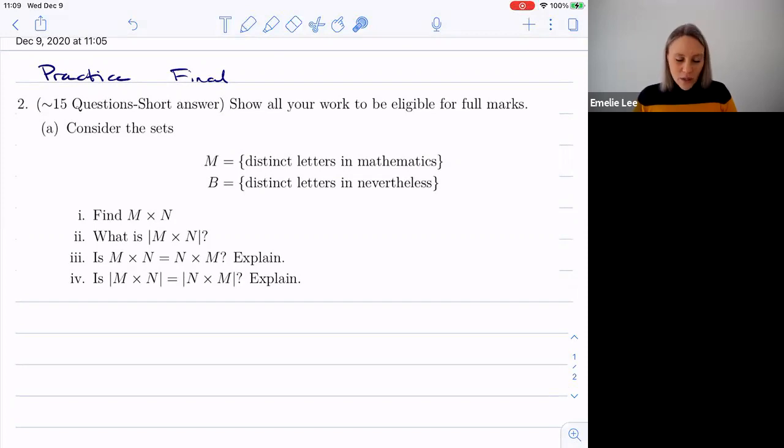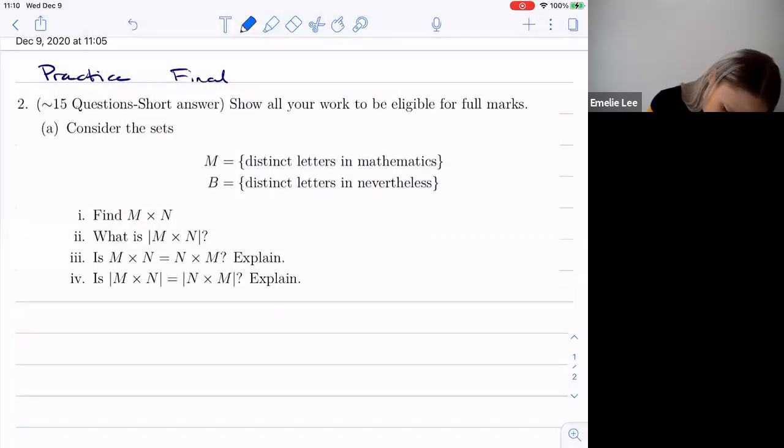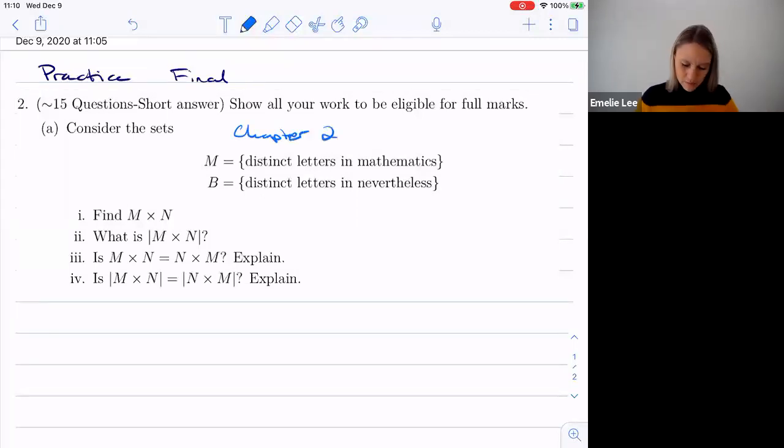We wanna do, so here, this is going back to, I wanna say chapter 2, right? So here, this is from chapter 2. Might be helpful, right? And so we want to find the Cartesian product, and we did a few, but we didn't spend a ton of time on it. So M is kind of a weird setup, but I wanted to give you a harder problem than what's on the final. So here, the distinct letters in mathematics.